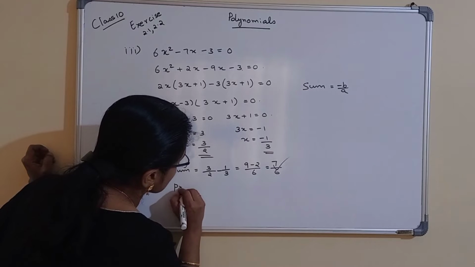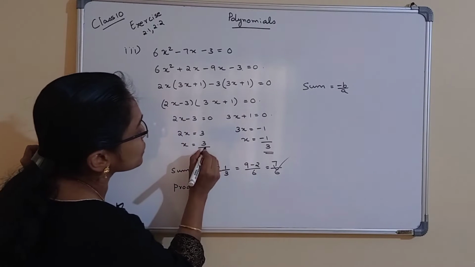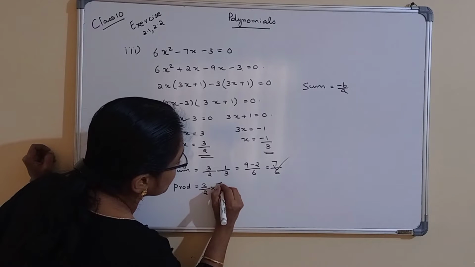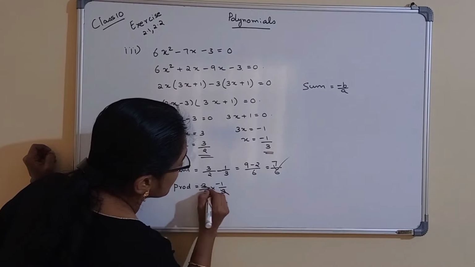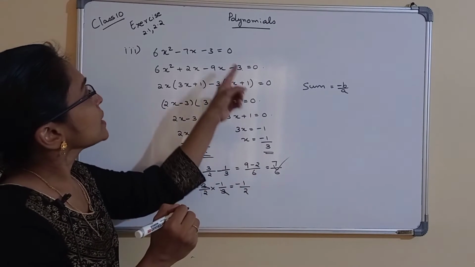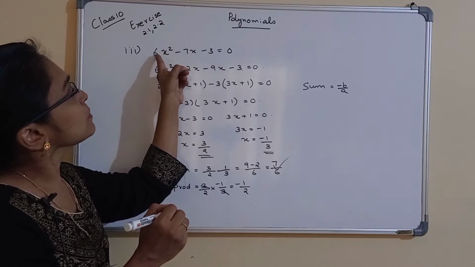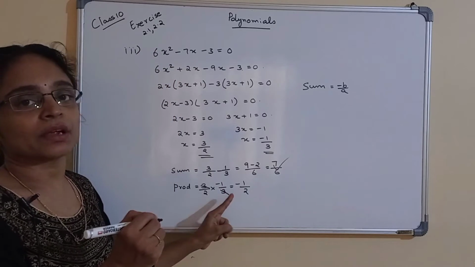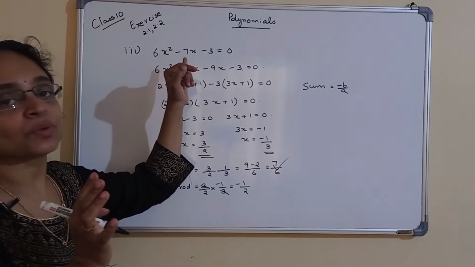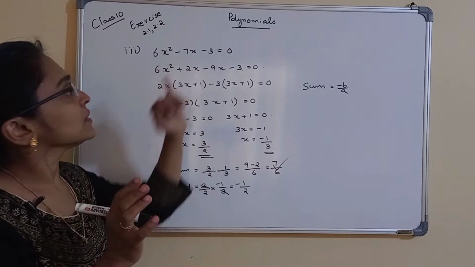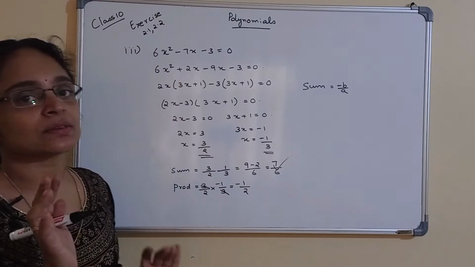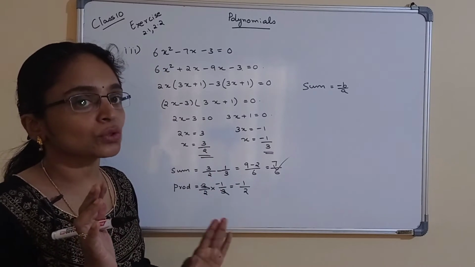Now product of roots is 3 by 2 into minus 1 by 3, which is minus 1 by 2. And what is C by A? C by A is minus 3 by 6, which is minus 1 by 2. So it is also correct. So we have verified the relationship between sum of zeros and the coefficients also. Okay. So we have done the third question also. Now we will proceed to the fourth question.